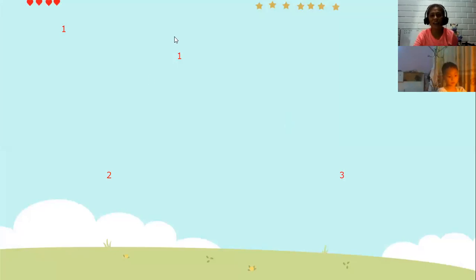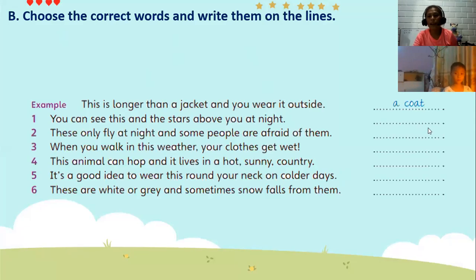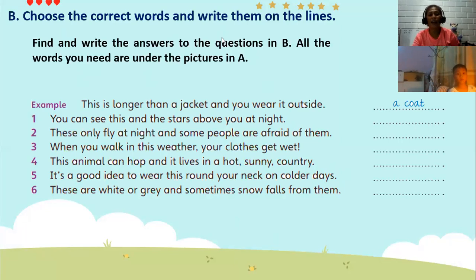Okay, let us see what's in here. But before that one, Teacher Anne will erase. Okay, let us move in here. Okay, this is one. So Teacher Anne will ask questions. You will have to choose the correct words and write them on the lines. Can you write here the words? You know how to write the words in the computer? No. Okay, Teacher Anne will write the words and you will tell me the words, okay? Yes. Okay, so you will need to find and write the answers to the questions in B. All the words you need are under the pictures in A.